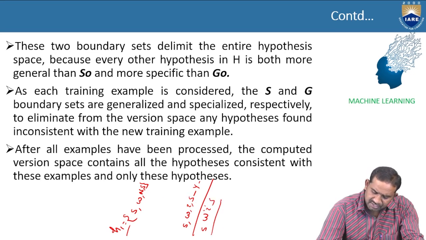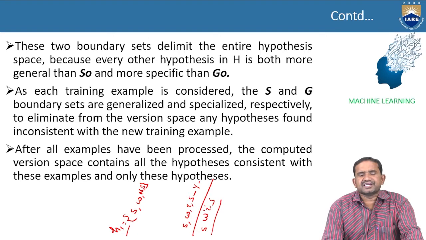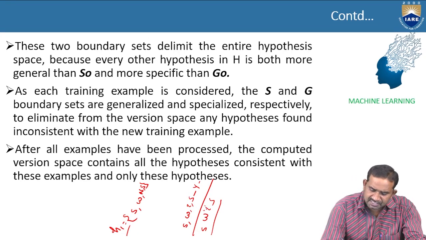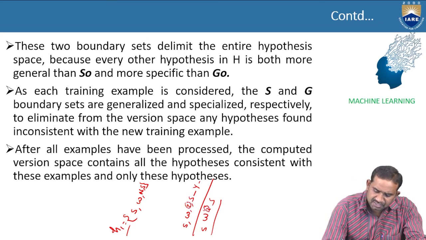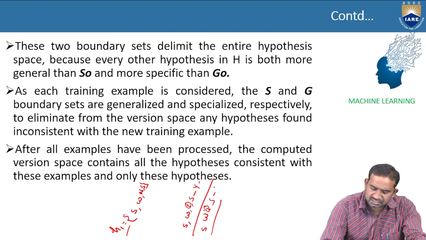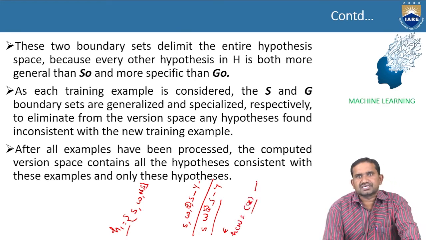Here nearly 3 attributes satisfy the condition, because any value is accepted. Why? Because the question mark is generalized. So the output is also yes. So H of X is equal to C of X. It is consistent.